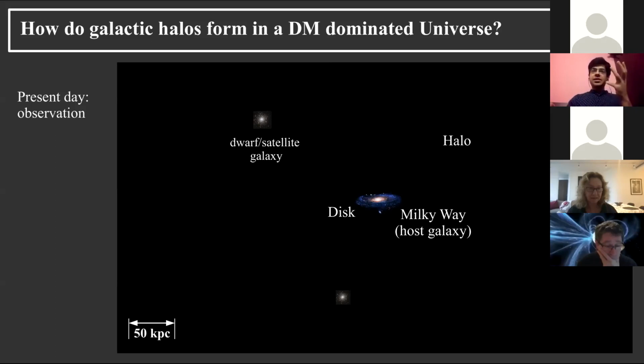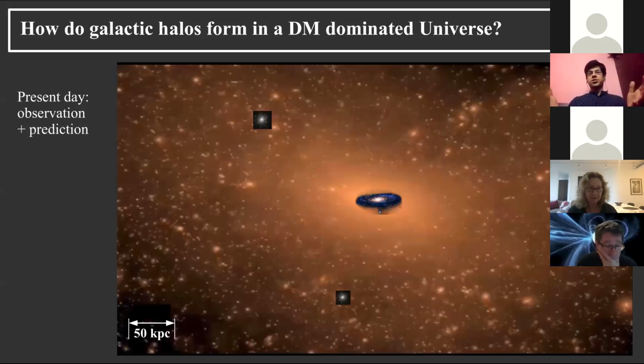But what lambda CDM is telling us is that the real picture is something like this, where there are an abundance of galaxies or smaller subhalos that are just accreting and merging onto the host halo. So we want to connect these two pictures together, these two understandings from observations and theory, to unify the understanding of galaxy formation.